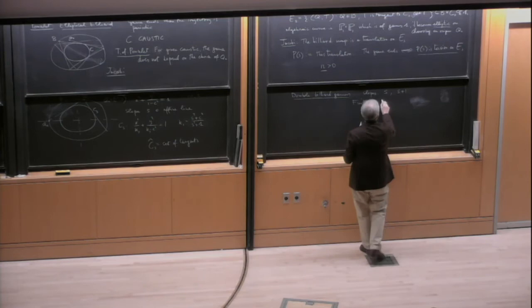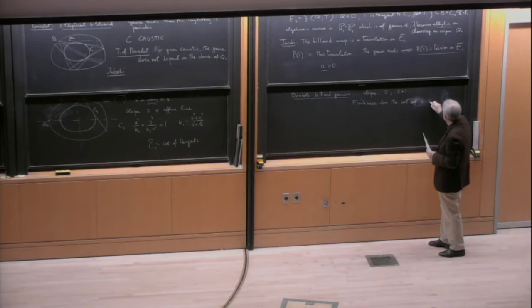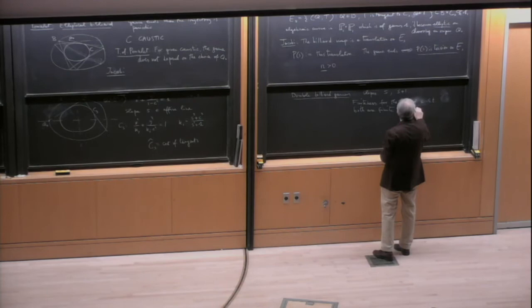Finiteness for the set of S such that both are finite may be proved. This is not short to prove. This follows from joint work with David Masser.